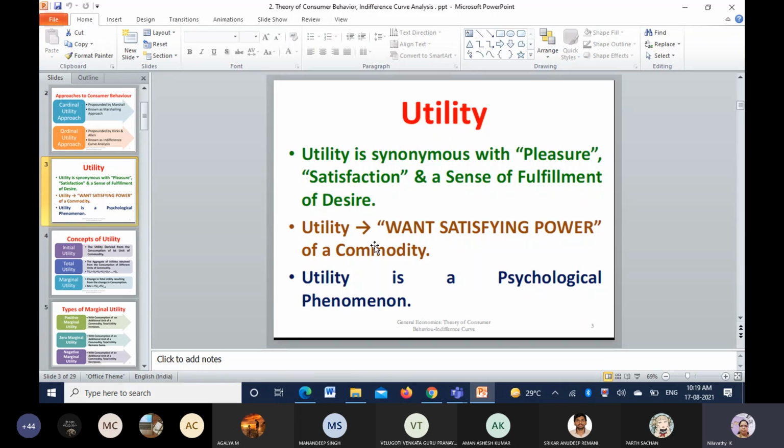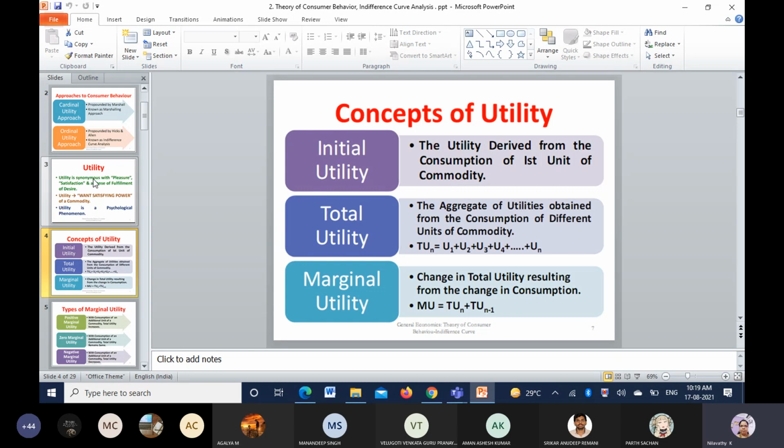So what is the satisfaction that I am going to derive after consuming this, or after traveling in it? That is what utility is. Actually, utility is a psychological phenomenon, that is, how the consumer is feeling. Their feeling is being taken here. That's why it has been called a psychological phenomenon.